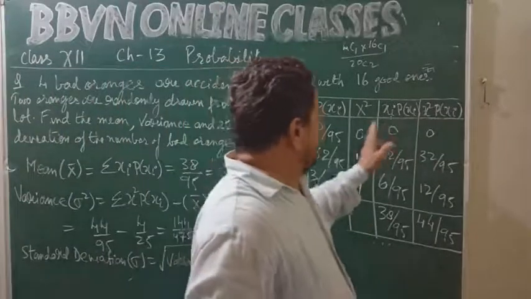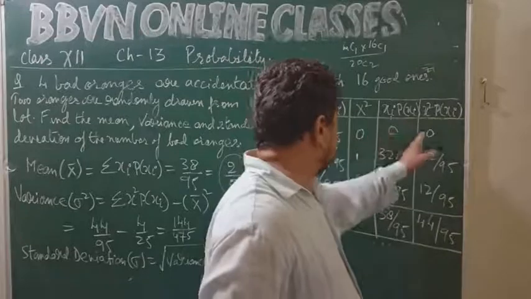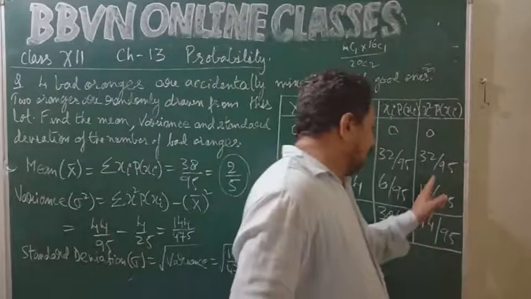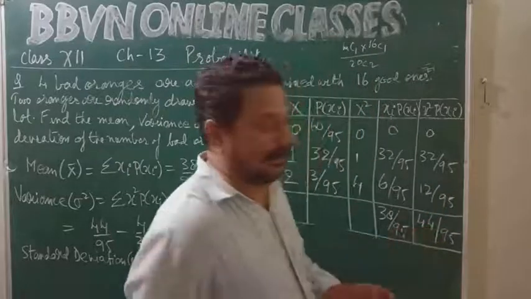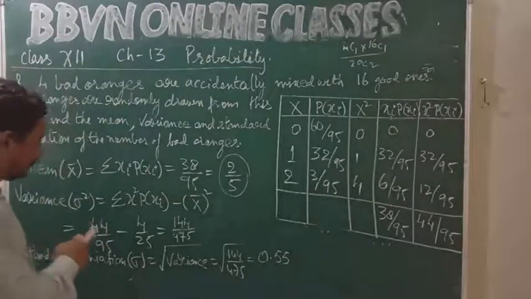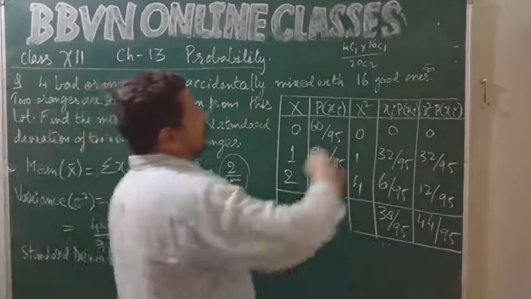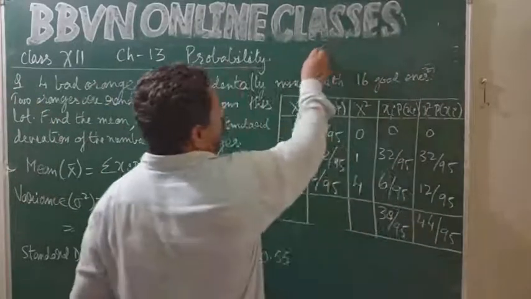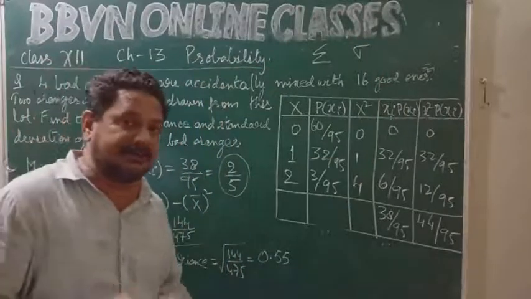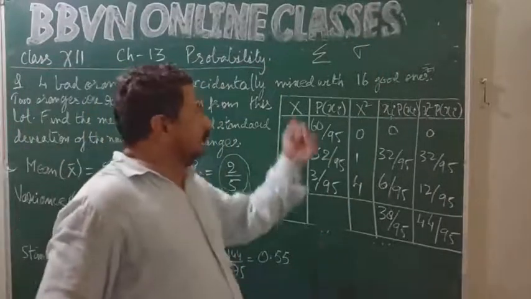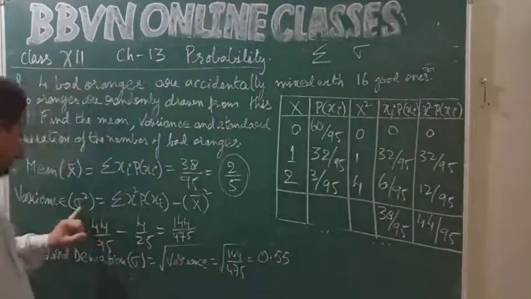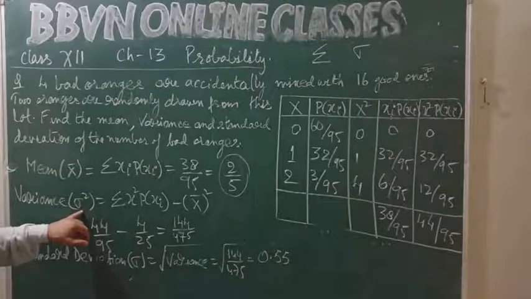Next, x square multiplied by P of xi. 0, 32 upon 95, 4 3s are 12, 12 upon 95. The sum turns out to be 44 upon 95. Now what is the formula for standard deviation? Standard deviation is represented by small sigma. See children, don't get confused. This stands for capital sigma and this stands for small sigma. As you have capital S and small s in English alphabet, same way in Greek alphabet, this is capital sigma, this is small sigma. Variance is represented by small sigma square.